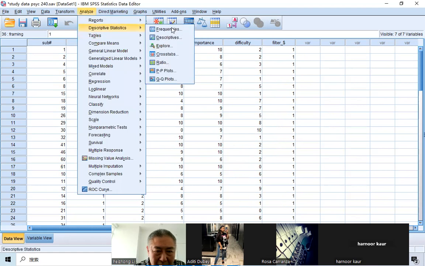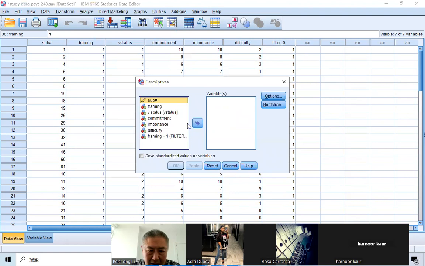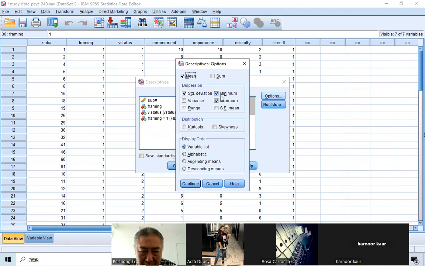And so we do a descriptive statistic. What are we trying to analyze? Commitment, importance, difficulty. What numbers do we want? Mean, standard deviation. I don't care about minimum and maximum, just mean and standard deviation.